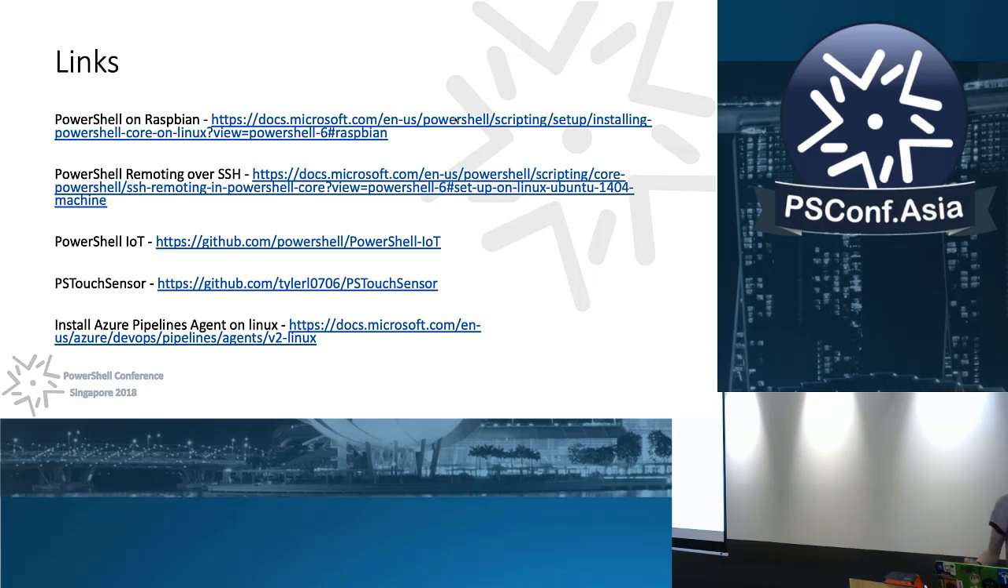That includes the steps on how to install PowerShell on Raspbian. It's like 4 commands. It's super easy. Like Jeffrey said in his talk, it's XCopyable, so it's really easy to get PowerShell on Raspbian.